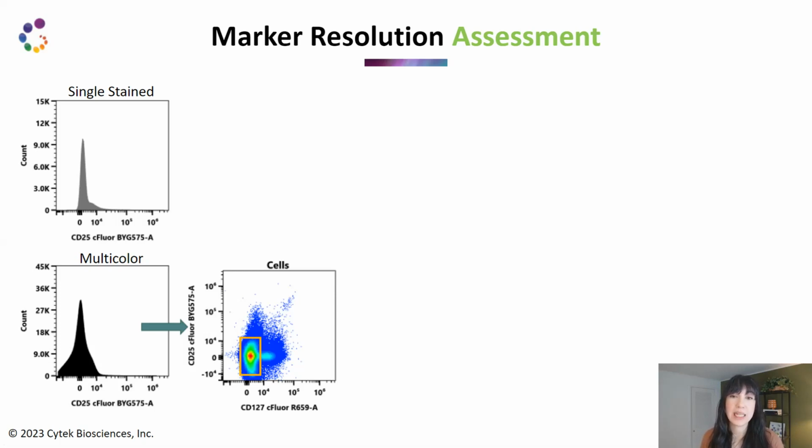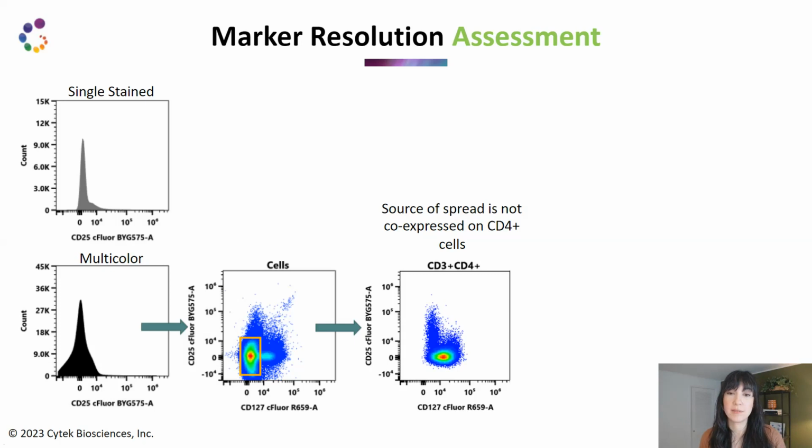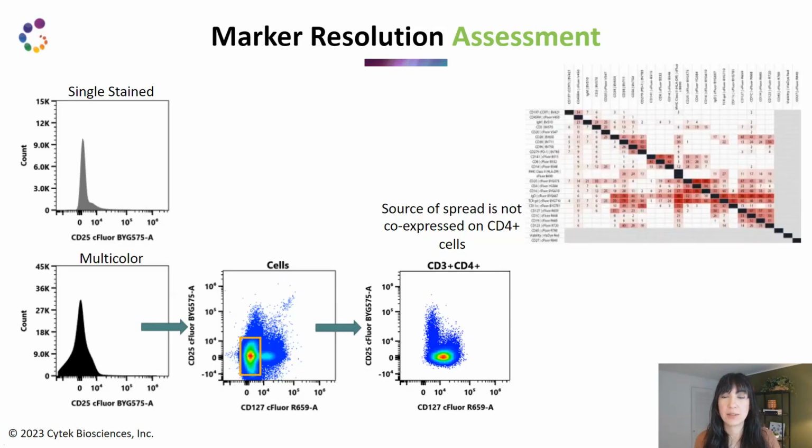If I actually went through and gated my population of interest, in this case, I'm interested in CD25 on my CD3 and CD4 positive cells. Now if I look at that specific subset, I can see that I can actually really nicely resolve my CD25 positive cells. Now this plot looks exactly as I was expecting it to look. If I want to really investigate where this came from, I would go back to the SIR matrix. I would look at the column for CD25, all down the column for CD25, and look for high values.